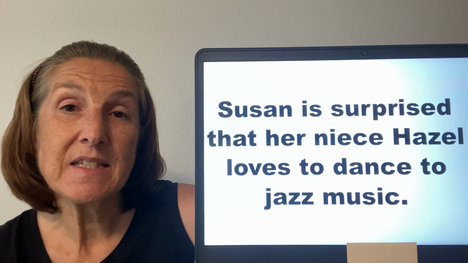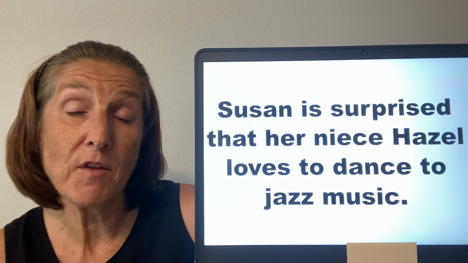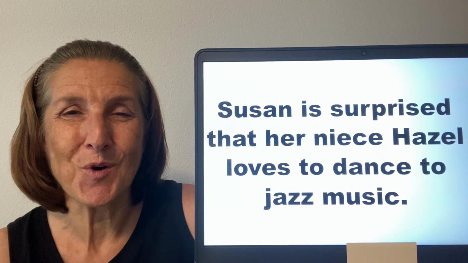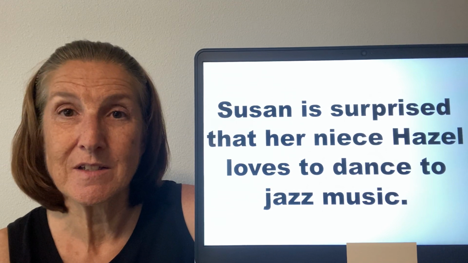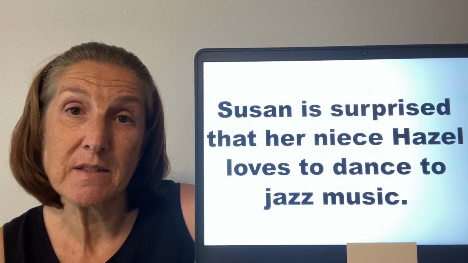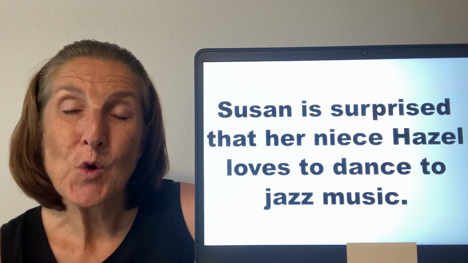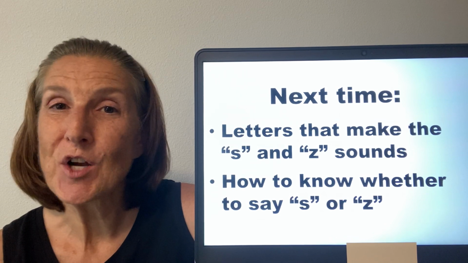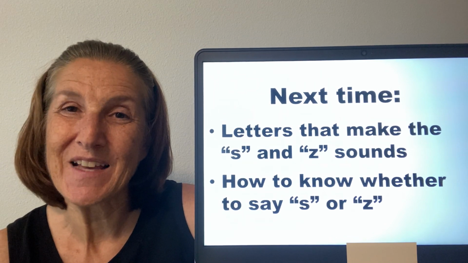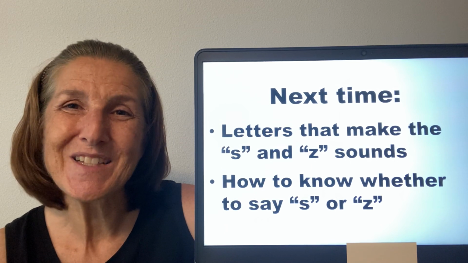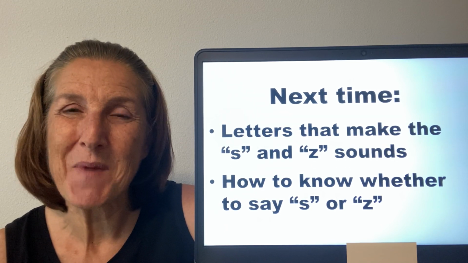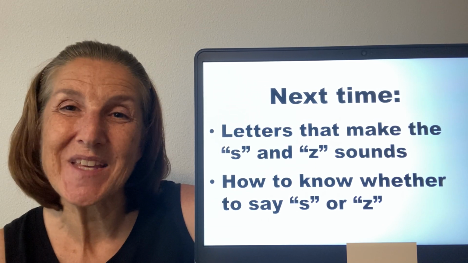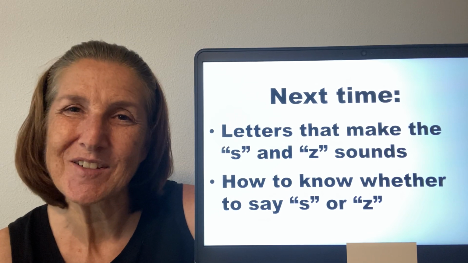So we see that the S and the Z sounds are made with our mouth and tongue in the same position, but the S sound does not use our voice and the Z sound does. We also noted that the spellings can be very different. There are different letters that make the S and the Z sounds. So it's hard to tell sometimes whether you want that S or Z sound in a word. So next time, we're going to look at which letters make each of these sounds and give you some guidelines to know when to use the S sound and when to use the Z sound.